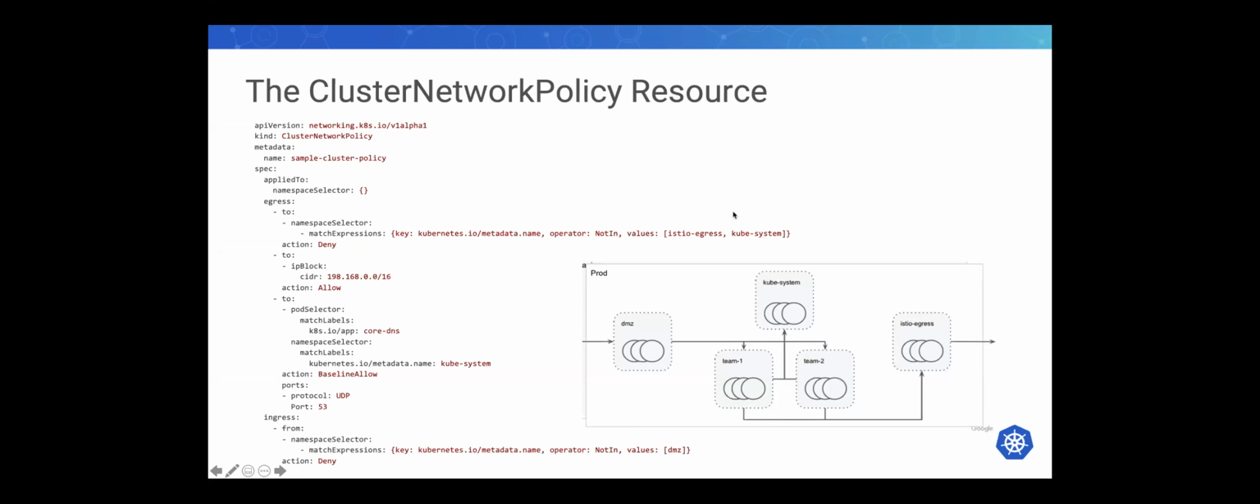No, that's not necessary, because what it says, like I said, is that the deny and allow rules are as is. It's just saying that we do not have a deny rule for Istio egress or kube system.